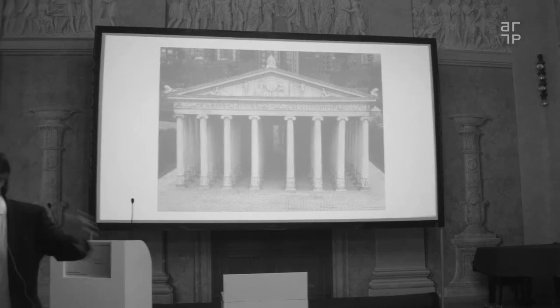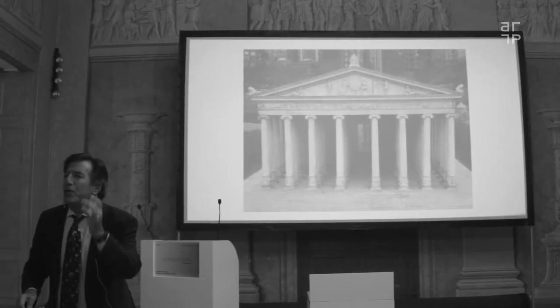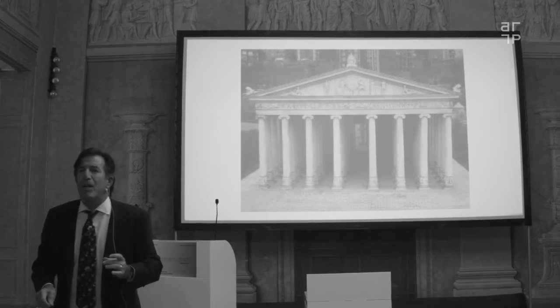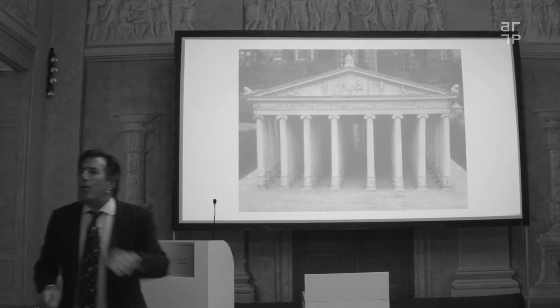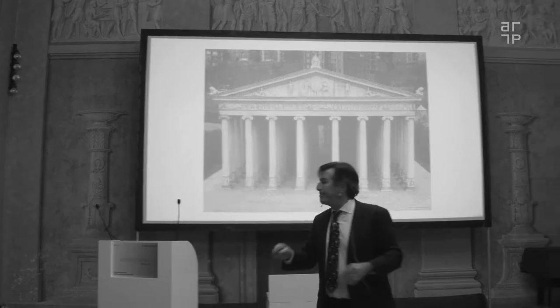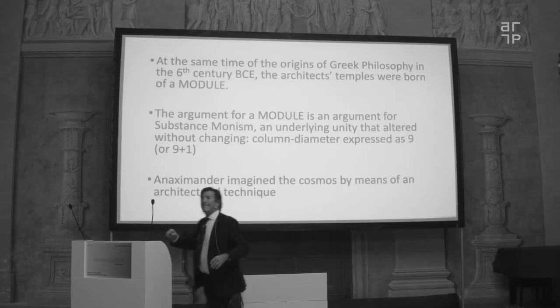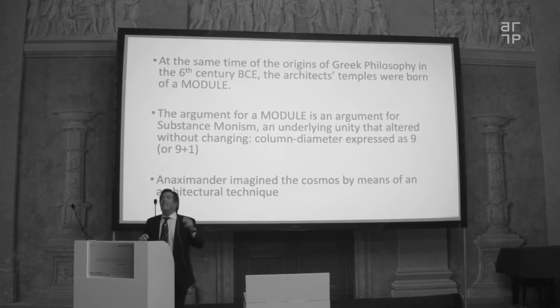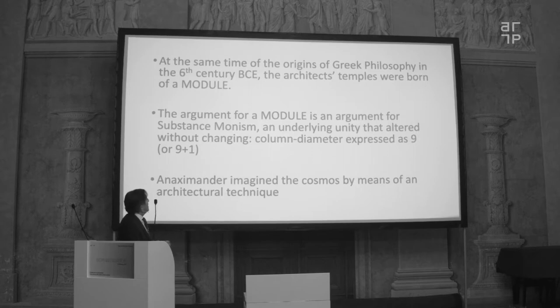It's all alterations of the fundamental unit of lower diameter. There's one unit that alters without changing. You're not seeing all these different things. You're seeing a unity in its alteration. At the same time as Greek philosophy in the 6th century, the architects' temples were born. The argument for a module is an argument for substantialism, and the underlying unity that alters without changing, column diameter expressed as 9 or 9 plus 1. Anaximander imagined the cosmos by means of an architectural technique.